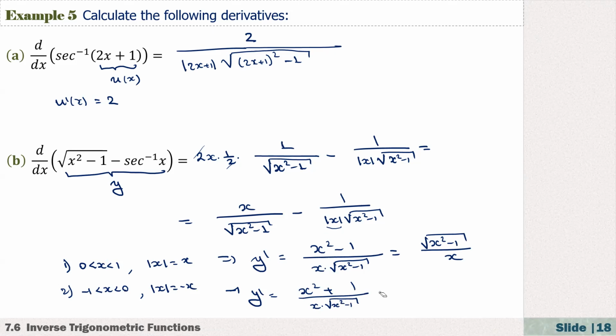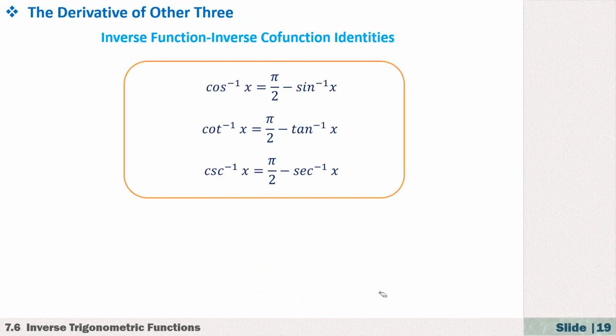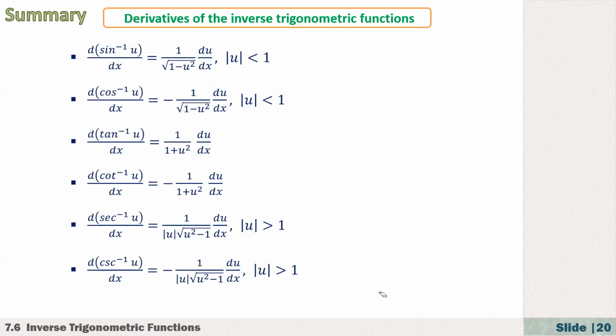Okay, let's simplify this. Using these properties, the inverse co-function identities, we have already proved that sine inverse plus cosine inverse is equal to pi over 2, which means that if you want to differentiate the cosine inverse, just multiply the derivative of sine inverse by -1. Also for cotangent, the same thing. For cosecant, the same thing.